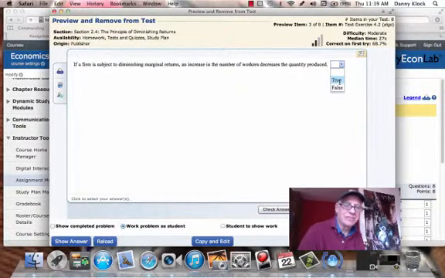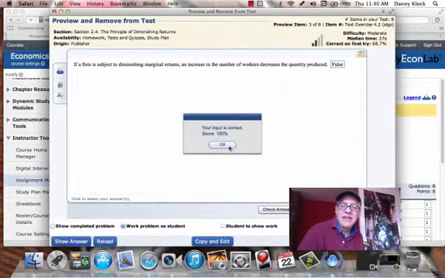So I'm going to read it again, make sure I get this right. If a firm is at diminishing marginal returns, an increase in the number of workers decreases the quantity produced. Yeah, that's false. It still increases it, but at a lower rate. But again, you can always look up diminishing marginal returns in the textbook. Would be a good one. Yeah, great, 100%.